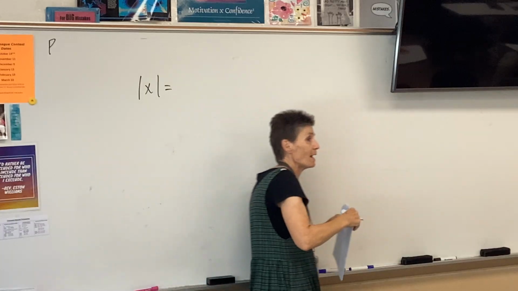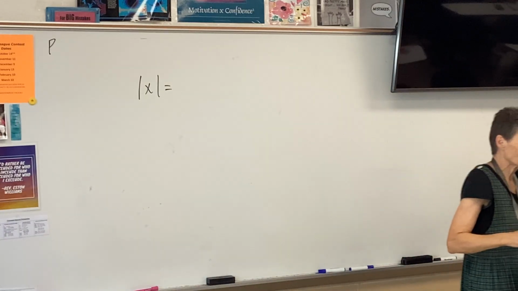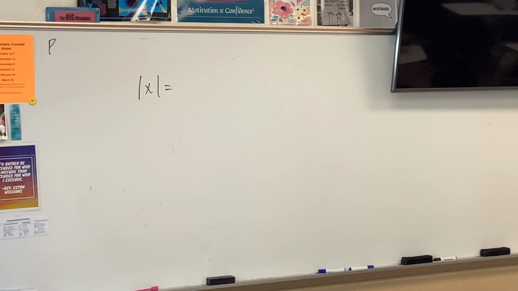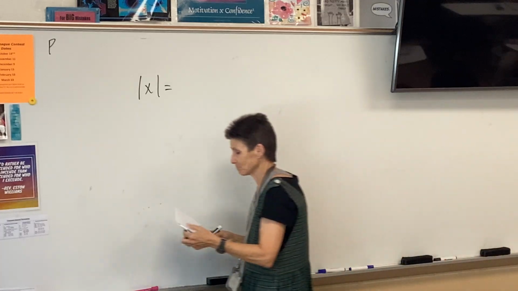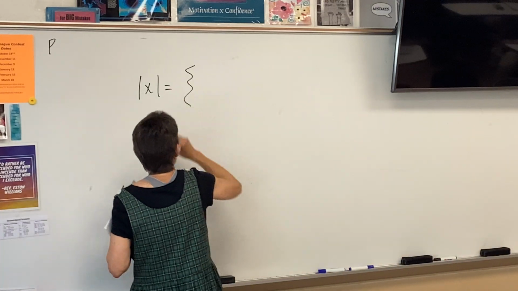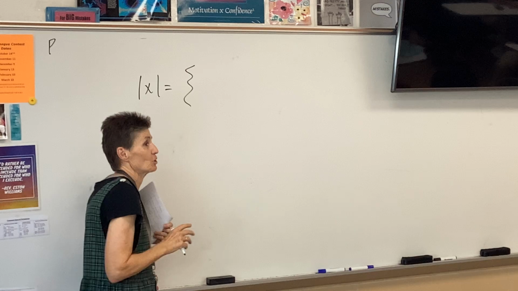Talk a little bit about what that meant to us. Distance on the number line. This is 0 on the number line. Always positive. We talked about that. So here's the formal definition. The absolute value is actually a two-part definition.